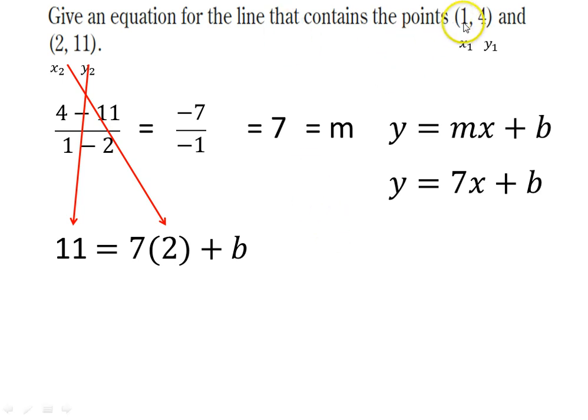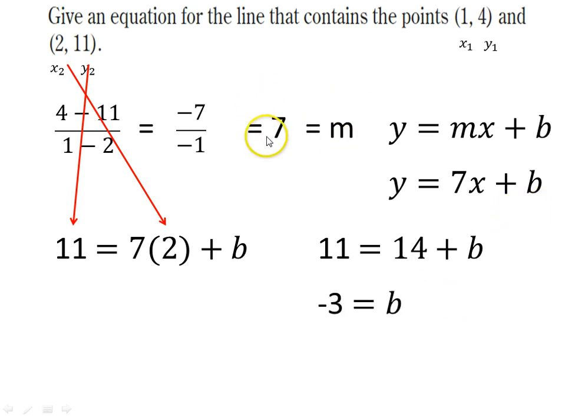I very well could have picked 1 and 4 too, but I just picked 2 and 11 just because I wanted to work with those. But 1 and 4 would have given us the same result. Now from here we can solve for b. We have one unknown, so we can solve for that. So once we simplify here, we get 11 equals 14 plus b. This 14 comes from 7 times 2, 14. And then we use basic algebra, subtract 14 on both sides to solve, and you get negative 3 equals b.